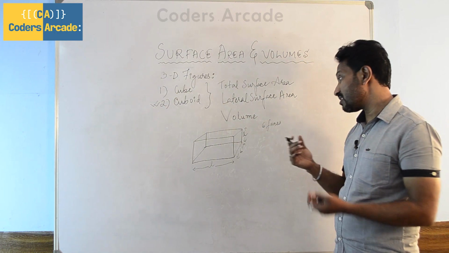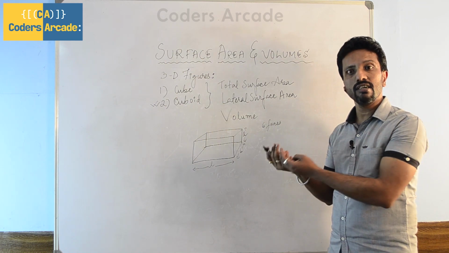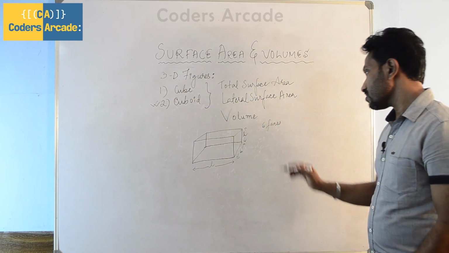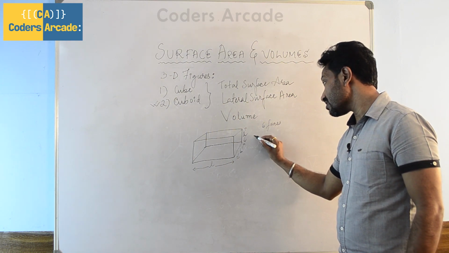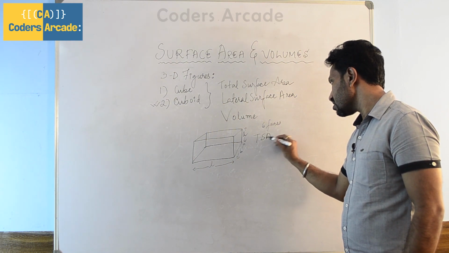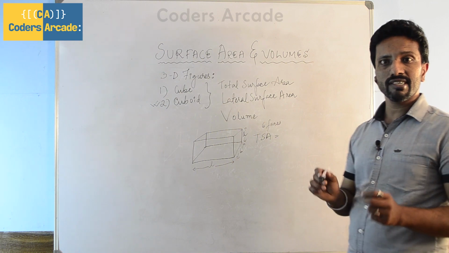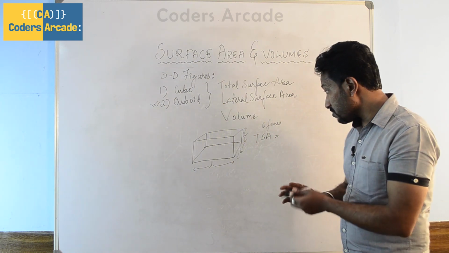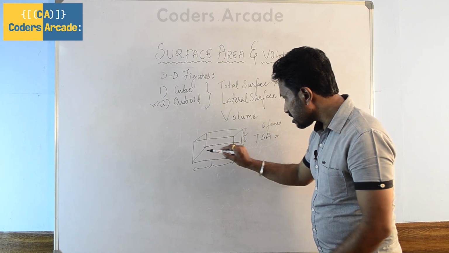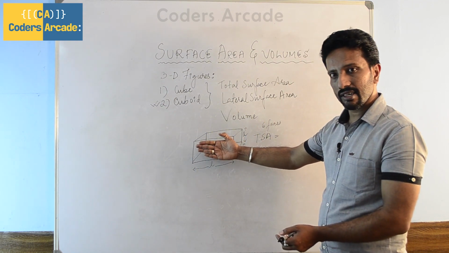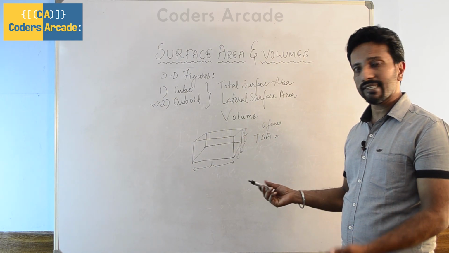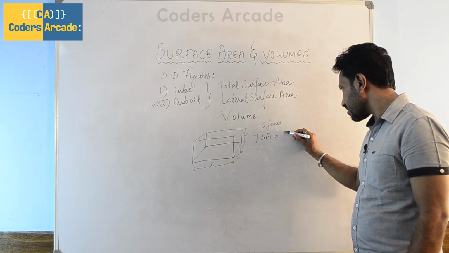Now let us see how we can calculate the total surface area of this cuboid. So I will write in the short form only, TSA is equal to, now please see carefully because this topic is a little complicated also. This is the first face or the front face. In this case, it is a rectangle and the area of a rectangle is length into breadth.